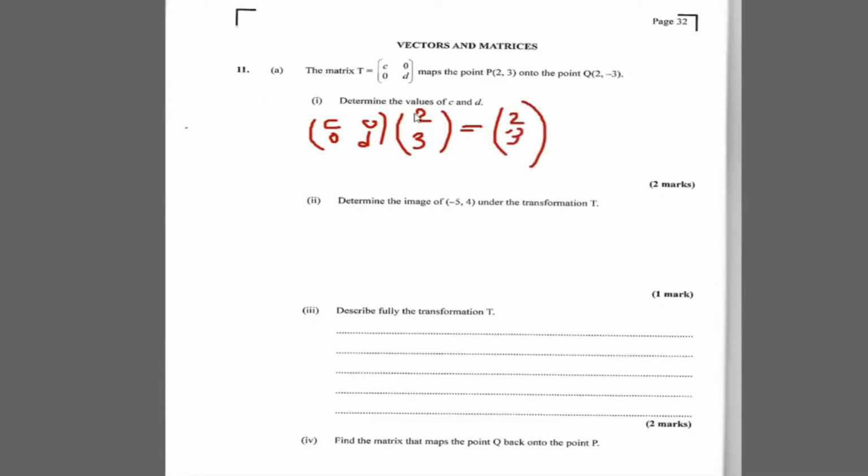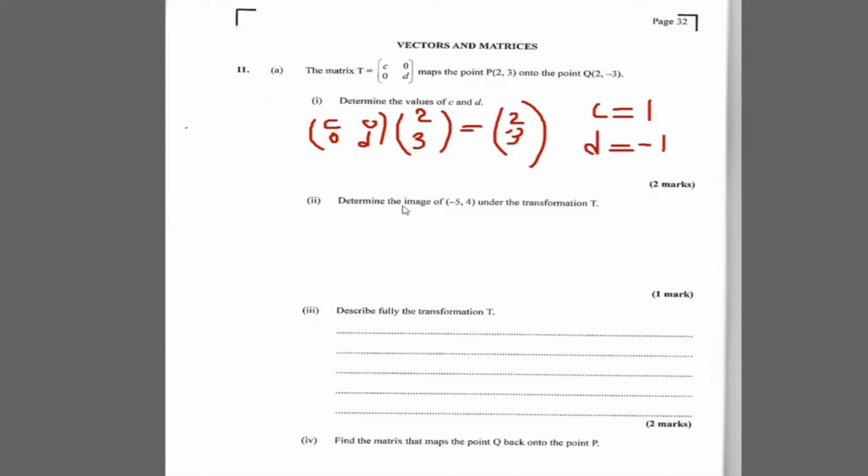That is telling us that 2 times C is equal to 2, and so C equals 1. And what is the next one telling us? It's telling us that 3D is -3, and so D must equal -1. So that is C and that is D.